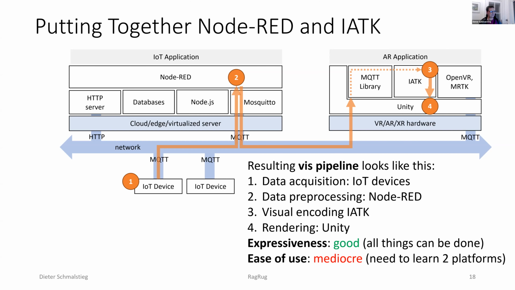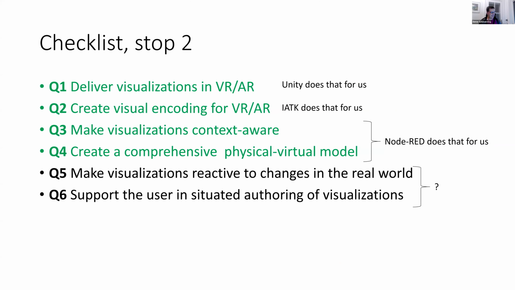So let's look at our checklist again. We can now not only address Q1 and Q2, but also Q3 and Q4 basically via Node-RED, because it gives us this context awareness via its connection to all the sensors, and it supports all these databases where we can put a physical virtual model. It's not free of effort. You still have to create the data, but at least you can store them in SQL or in some non-SQL databases, time series databases, and so on. All of this is deployed with a single invocation on, let's say, container orchestration like Docker.